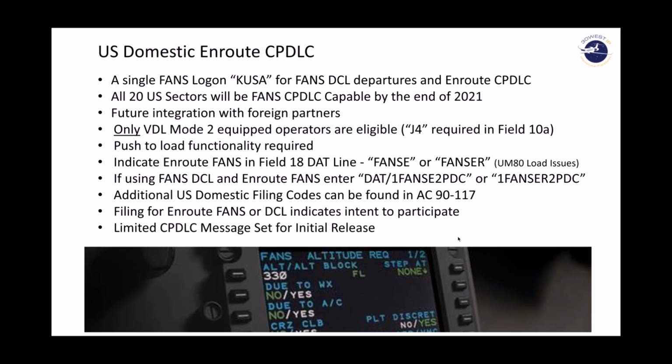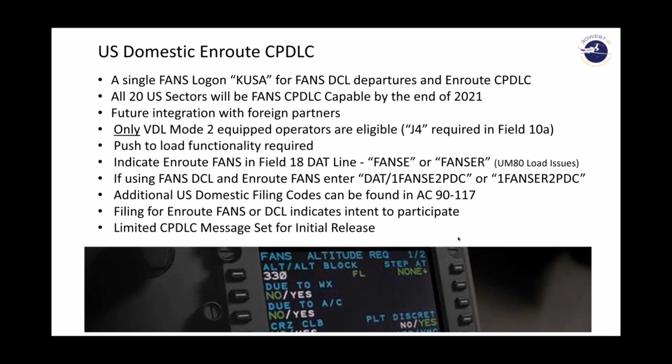Please turn to the advisory circular 90-117. There's recently been an update to this advisory circular, but please take a look at it. There are all the filing codes that are available for the DAT line field of your flight plan. That is for both DCL for FANS departure clearances, as well as your U.S. domestic en route FANS. And one other thing here with these DAT line filing codes. First of all, these DAT line filing codes are specific to the United States.